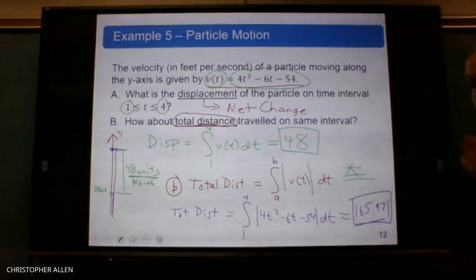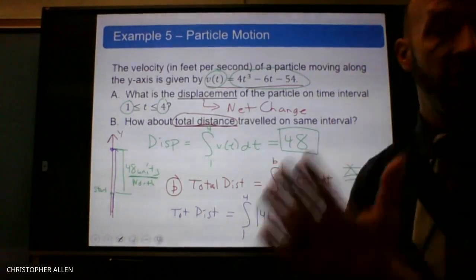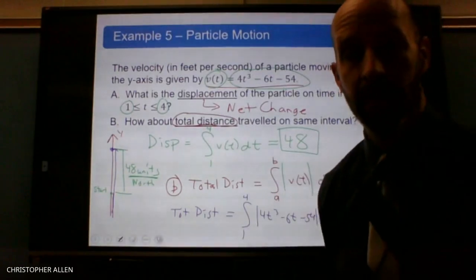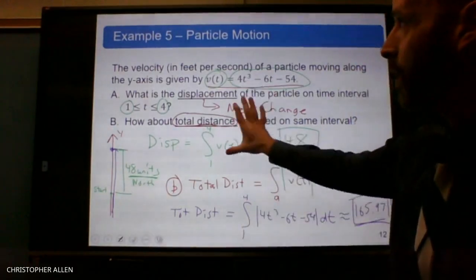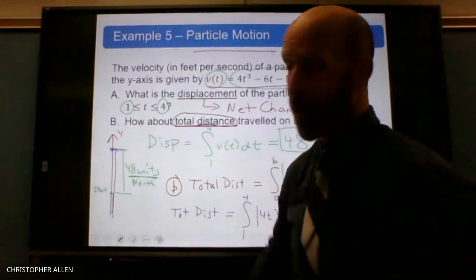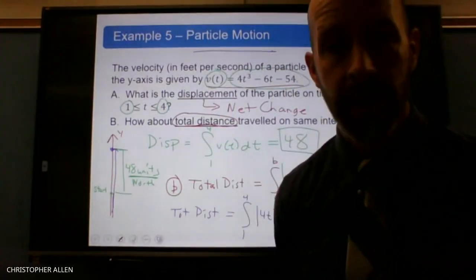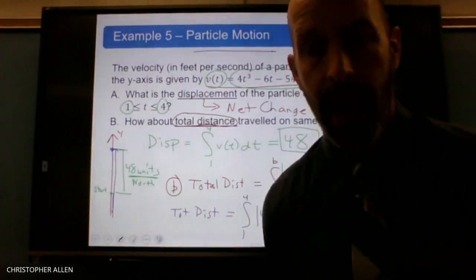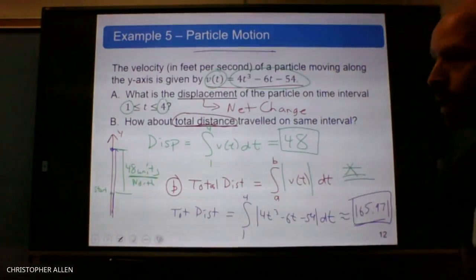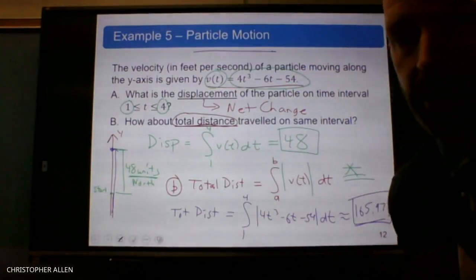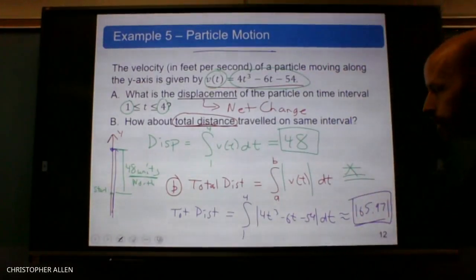Okay, does anyone have any questions on this applied problem? This is just one applied problem. There are many others that I could have done. I wanted to do this one in particular because particle motion is something that is often tested on the AP exam, and I also test it quite a bit too. It's obviously important for you guys to understand particle motion.